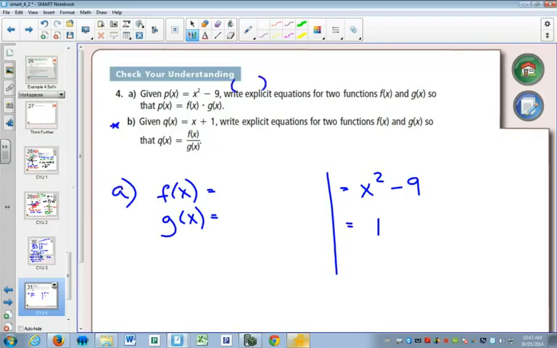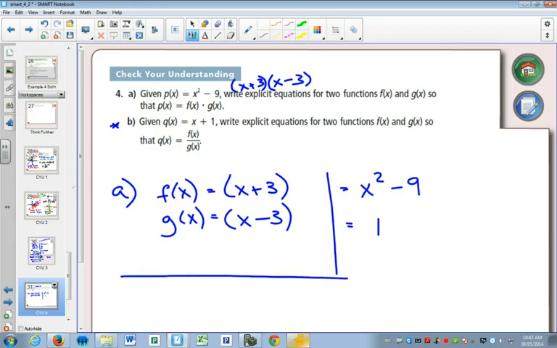And this is probably what they were thinking when they made the question, because you could factor this to x plus 3, x minus 3. So then one of them would be x plus 3 and the other one would be x minus 3. Which isn't that hard, but not as super easy as x squared minus 9 divided by 1.